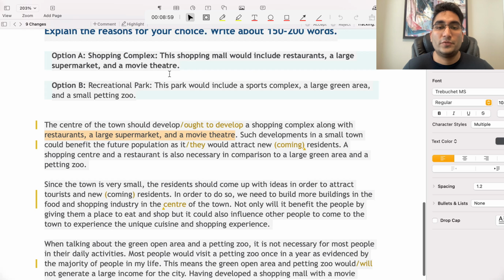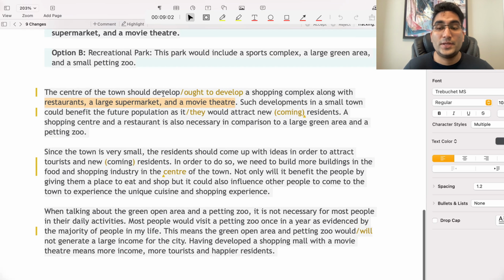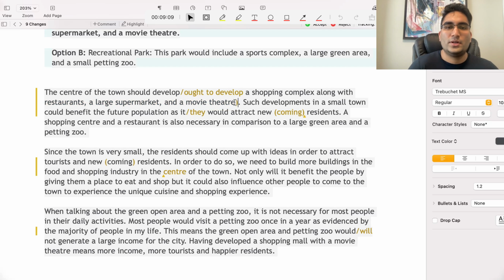Restaurants, large supermarket, movie theater. Okay, this is unnecessary. It looks like to the examiner that you are filling up words because you cannot think of anything to say. Doesn't look good. So we are gonna put all of this in brackets, and I'm gonna say here, not a, I'm gonna say the.